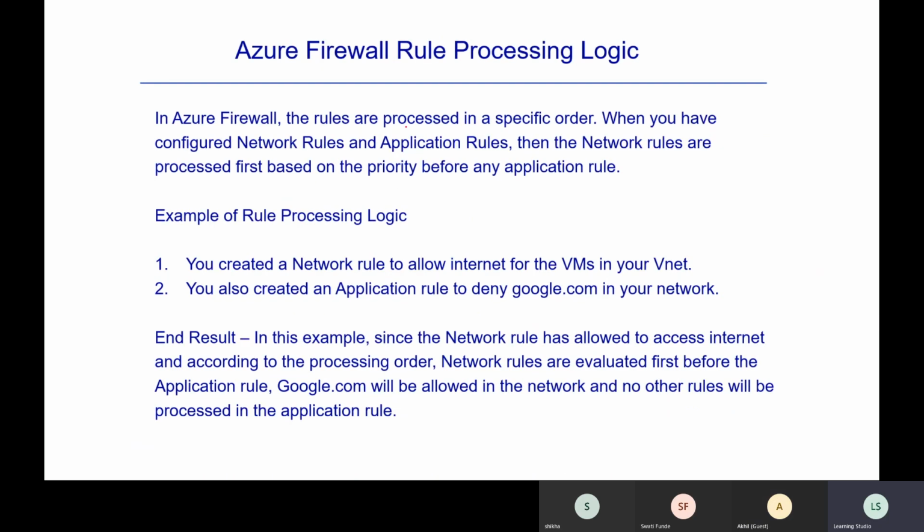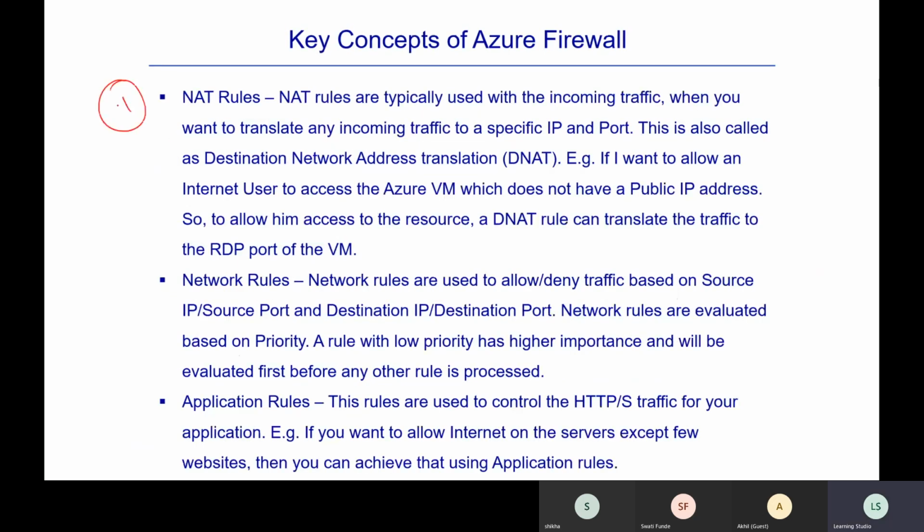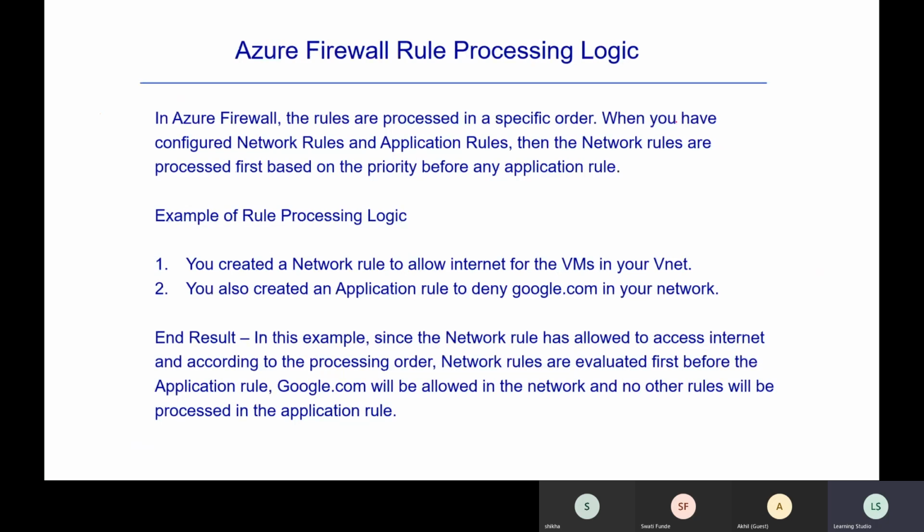Now, there is a specific rule processing logic, which we call the Azure Firewall rule processing logic. When we talk about Azure Firewall, the rules are processed in a specific order. Since we have three different building blocks, NAT rules, network rules, and application rules, which rules are evaluated first is the rule processing logic. When you have configured a network rule as well as an application rule, the network rules are processed first, based on the priority, before any application rule.